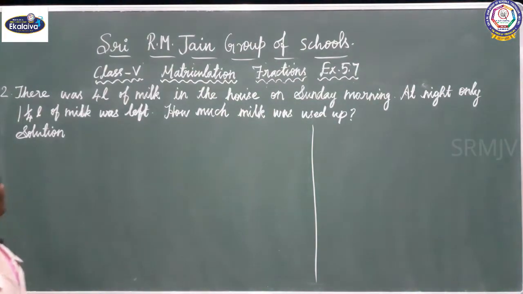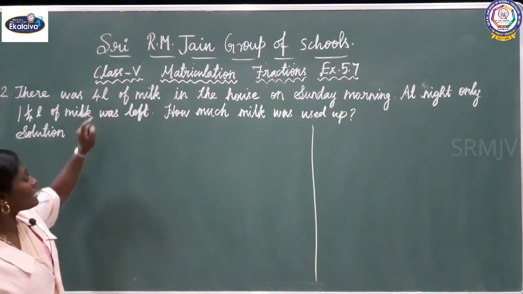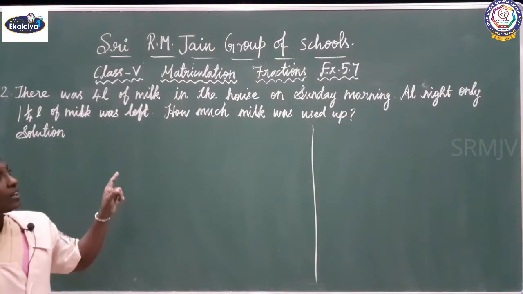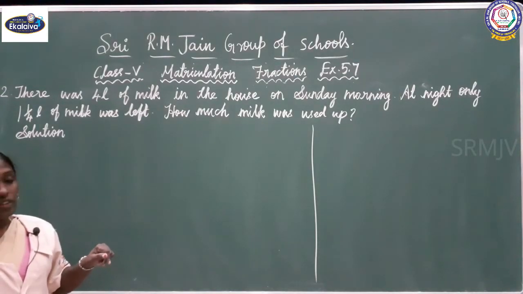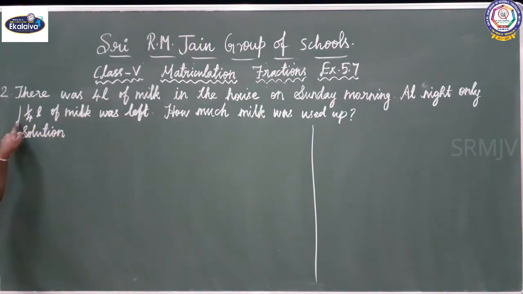The next question. There were 4 liters of milk in the house on Sunday morning. At night, only 1 by 4 liters of milk was left. How much milk was used up? Here, in the morning, 4 liters of milk was there. At night, only 1 by 4 liters of milk was left. We have to find the amount of milk used up. For that, from the total amount, we have to subtract the amount of milk left.